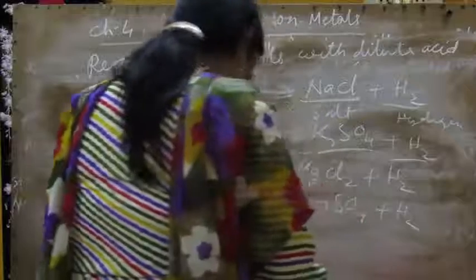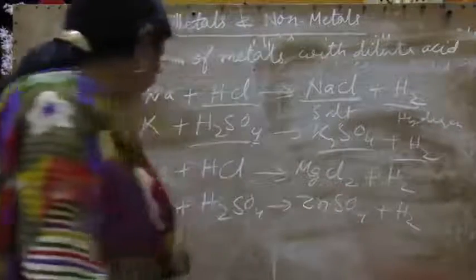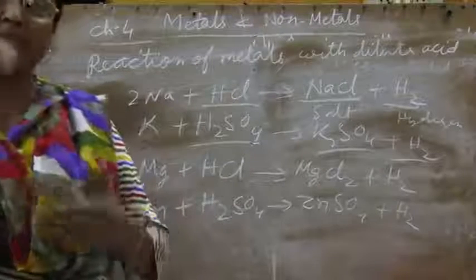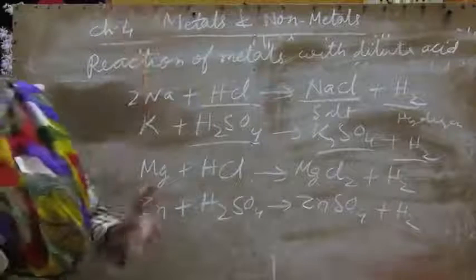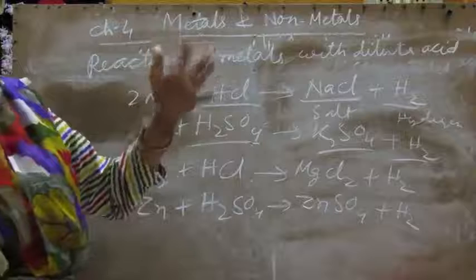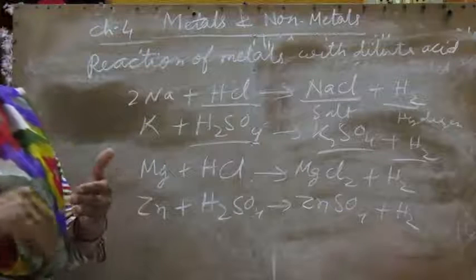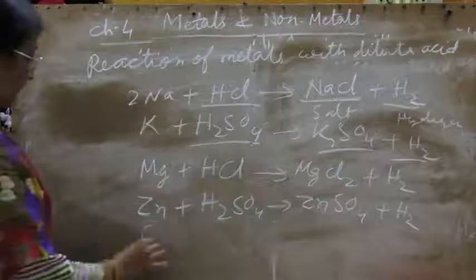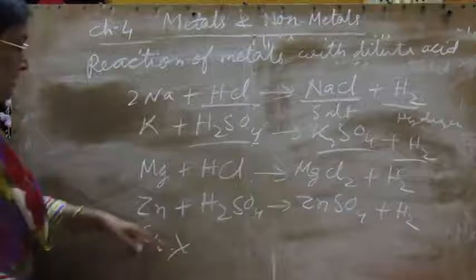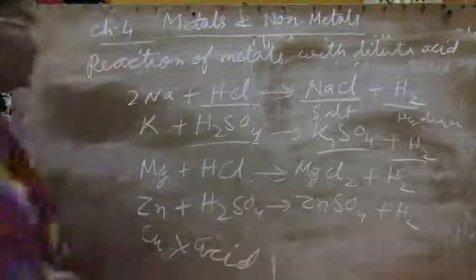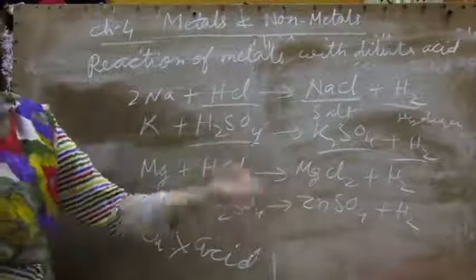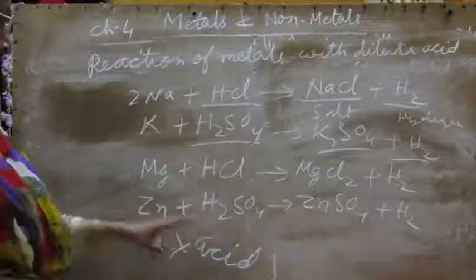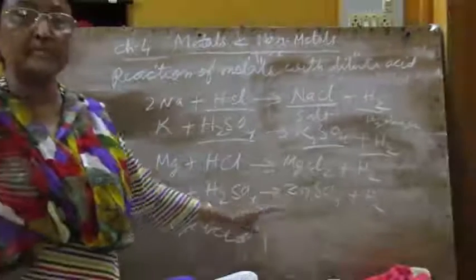Copper does not react with dilute hydrochloric or sulfuric acid. Why does copper not react with sulfuric acid and hydrochloric acid? Because copper is very less reactive. When I explain the reactivity series, you will see that copper is far below in the reactivity series order. That's why copper does not react with sulfuric acid, nitric acid, or hydrochloric acid, because it is very much less reactive. So copper has no reaction with the acid.